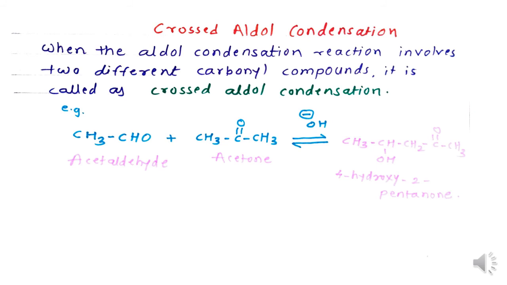So here we are taking examples, that is acetaldehyde plus acetone. These two molecules are different and both have here alpha hydrogens. In presence of base, they can react and give the product. So here the product formed is 4-hydroxy 2-pentanone. So two different carbonyl compounds are necessary for the crossed aldol condensation reaction.